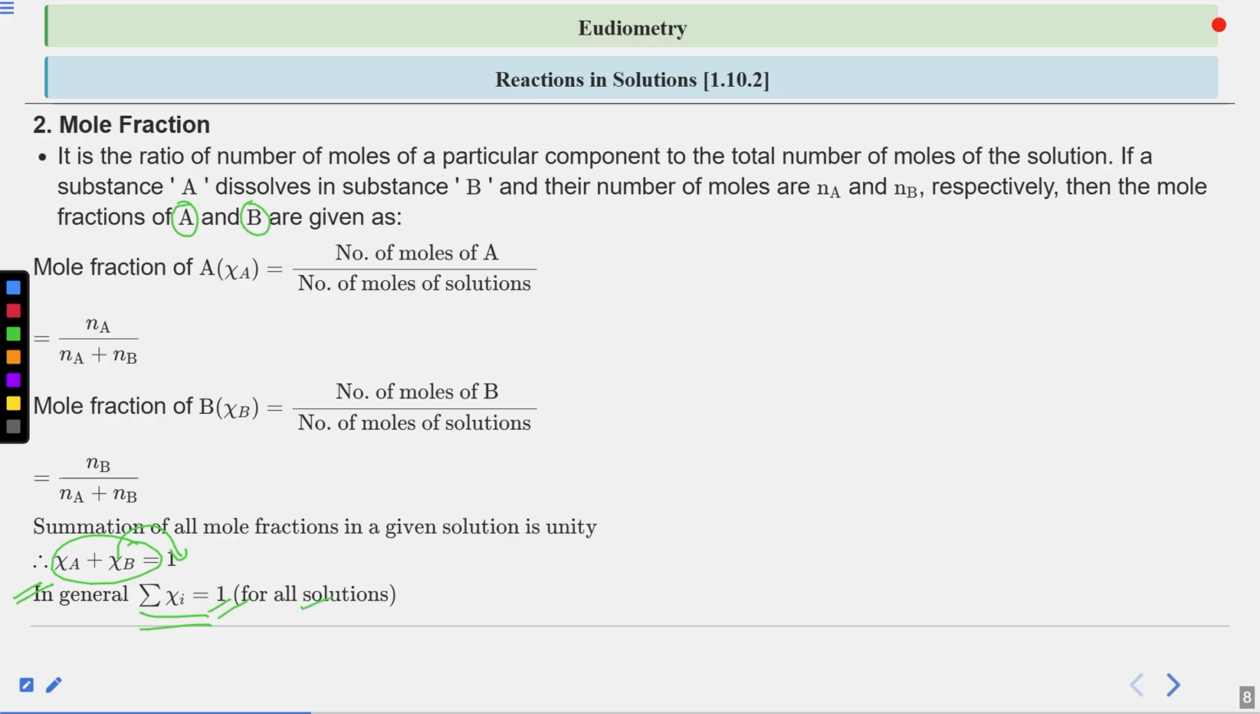So remember this part. This is a very important part: the addition of the mole fractions of all the components will be equal to 1.